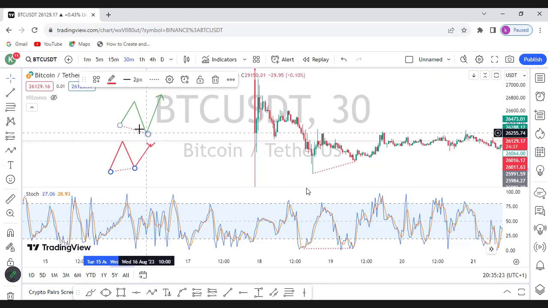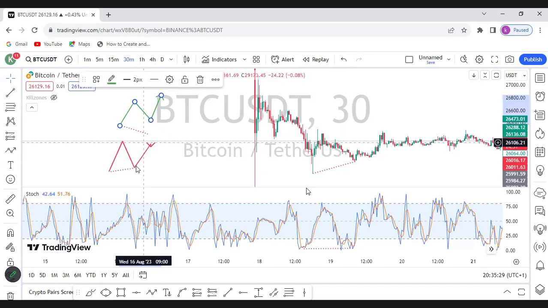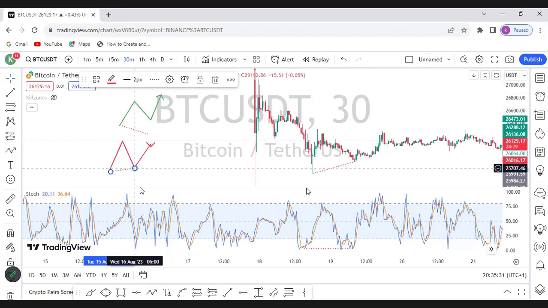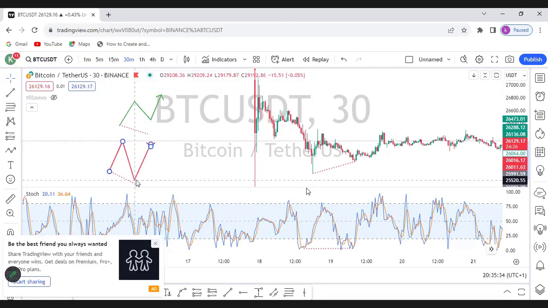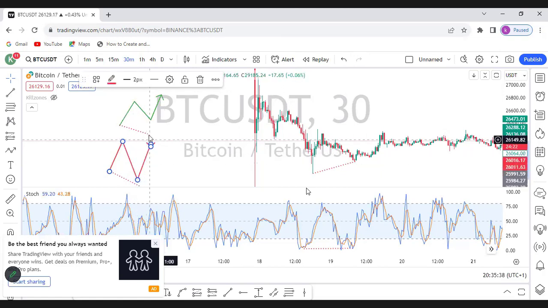Now, when you have another condition right here where this is like this, and then you have this like this. These are another conditions again, right here.